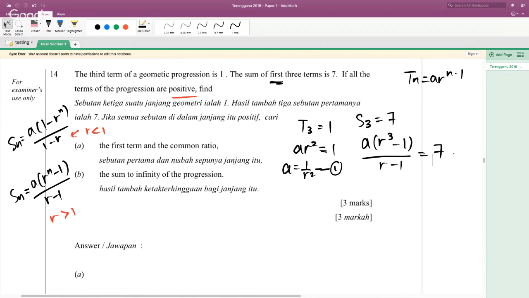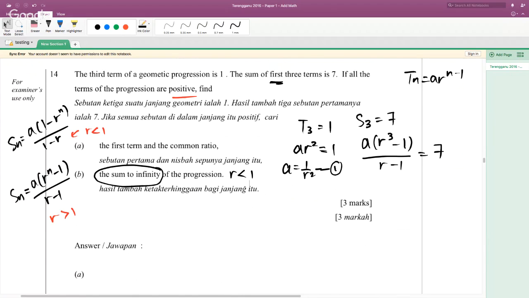Okay, this is based on experience. I don't have any good information for you. But based on experience, whenever you want to use the sum of infinity, R must be less than 1. Then only you can use the sum of infinity.